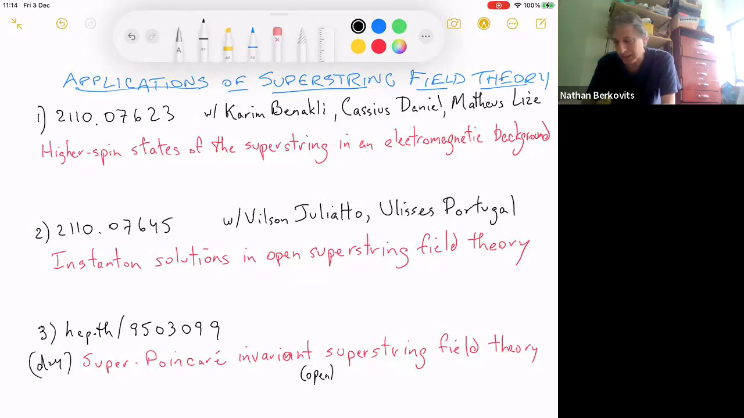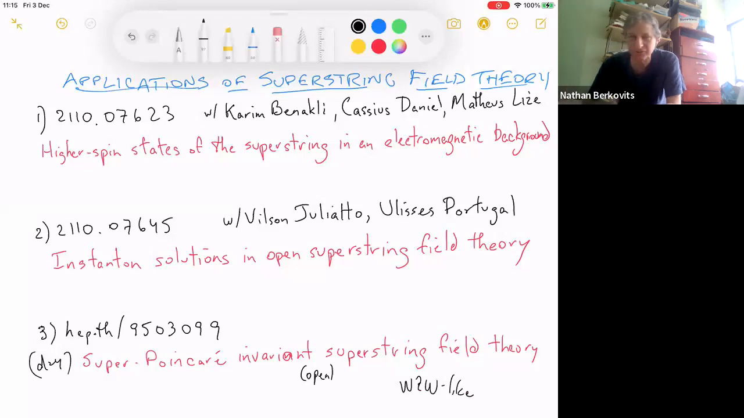And in fact, this paper has lots of citations. I think it has 280 citations, I checked today. But I would say 99% of the citations don't discuss the super Poincare invariant part. They just discuss the fact that you have Q and eta, and this was the paper that introduced the Wess-Zumino-Witten-like action.